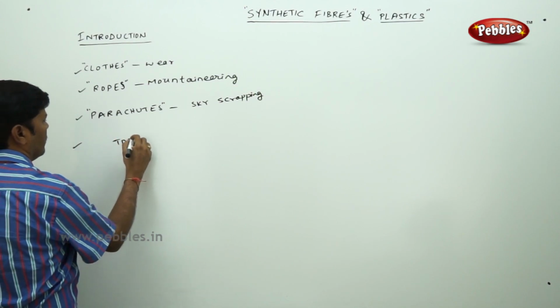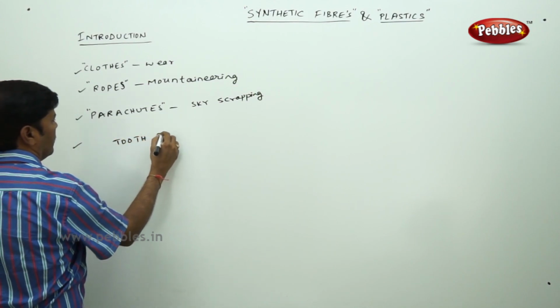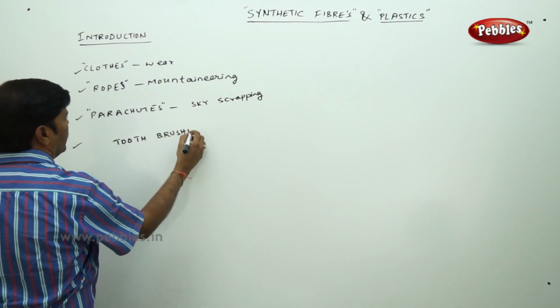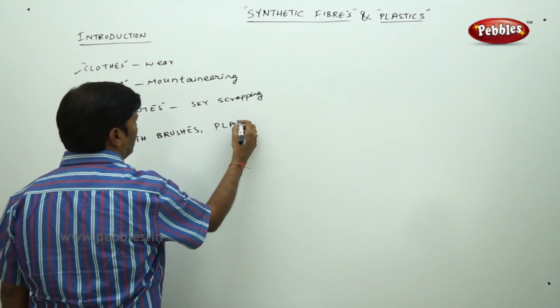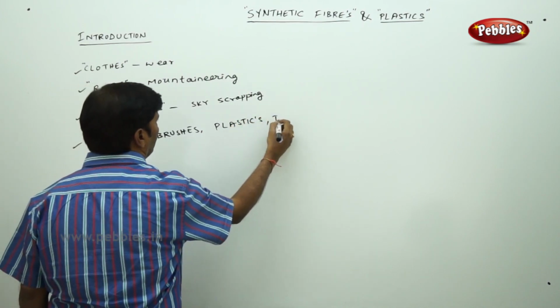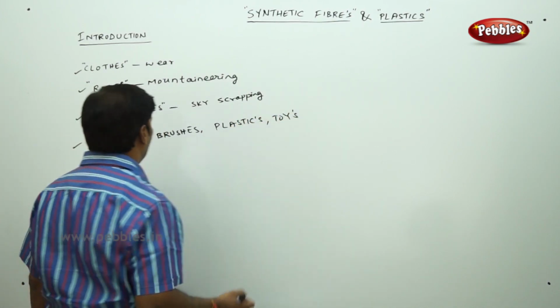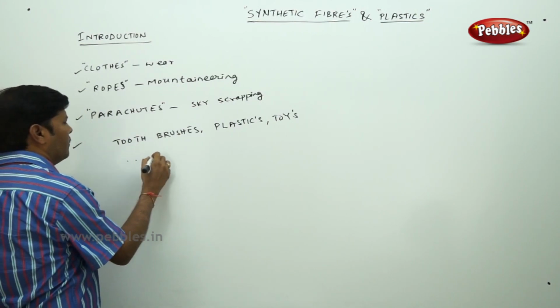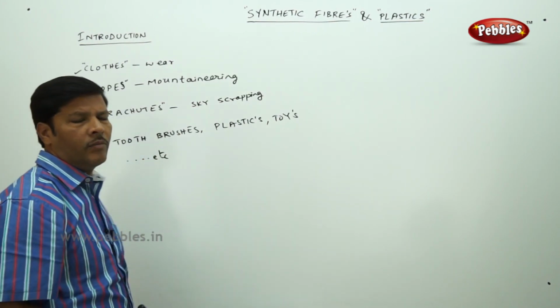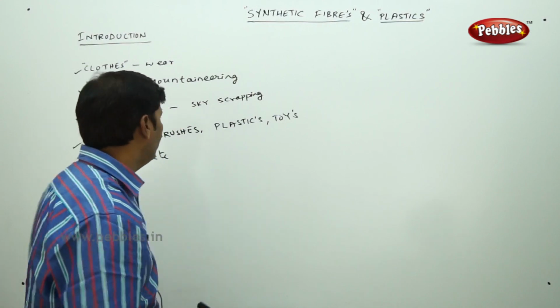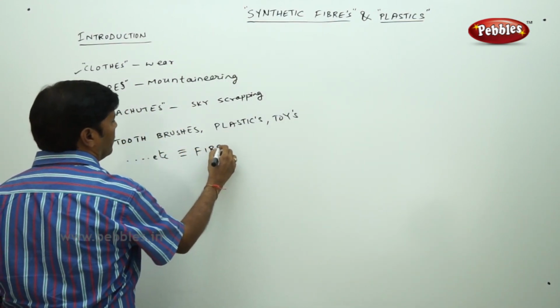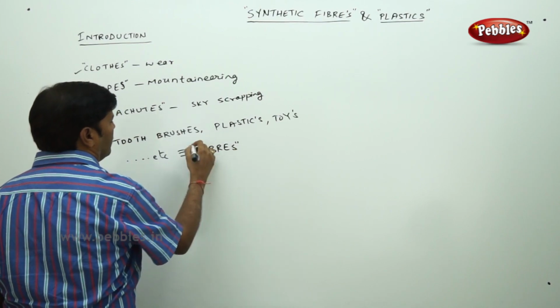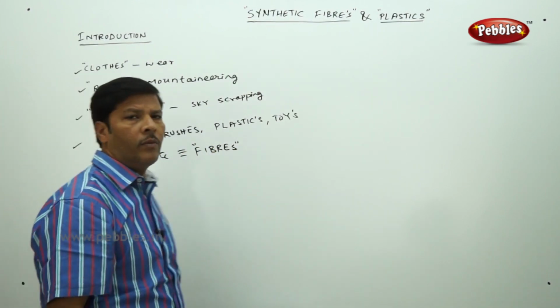You can take toothbrushes, then plastics, toys, etc. All these examples which we have highlighted are made up of fibers. These are made up of fibers.